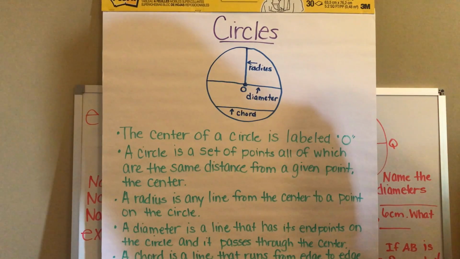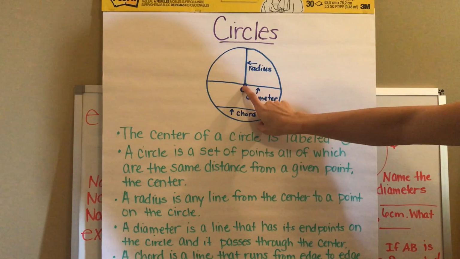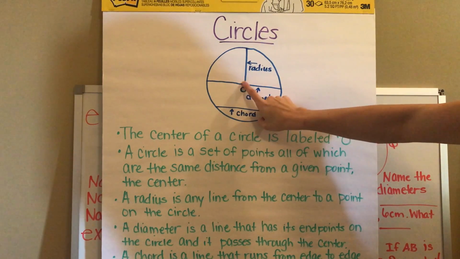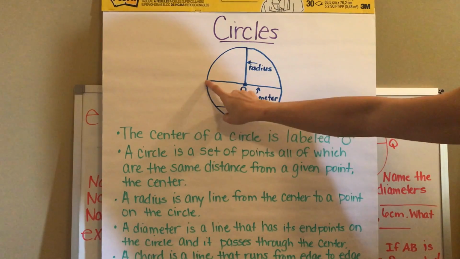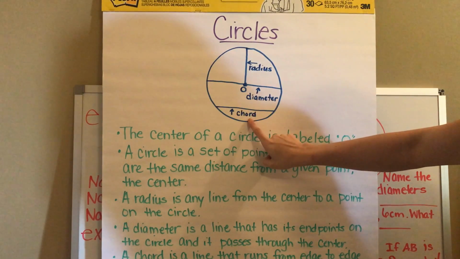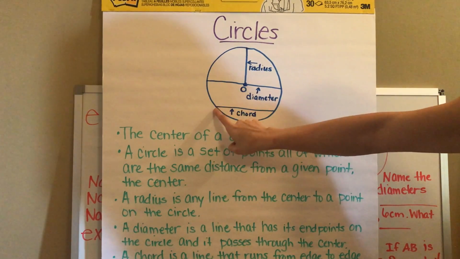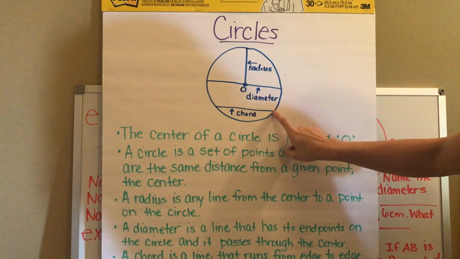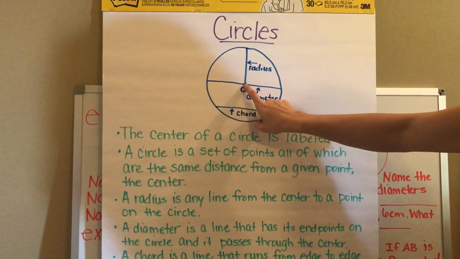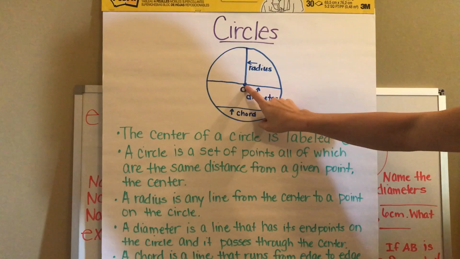The diameter is going to go all the way across, from one side to the other, and it has to pass through this circle right here. So this one would be the diameter. This one is a little bit different. This is called a chord, and it does go from one edge to the other, but it's not a diameter because it does not go through that center point right here.